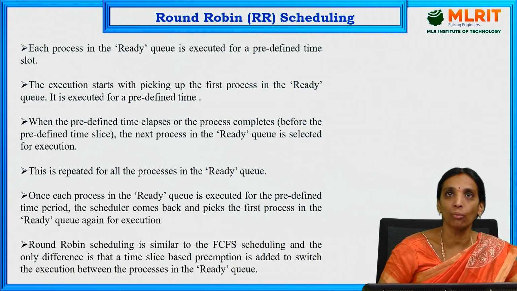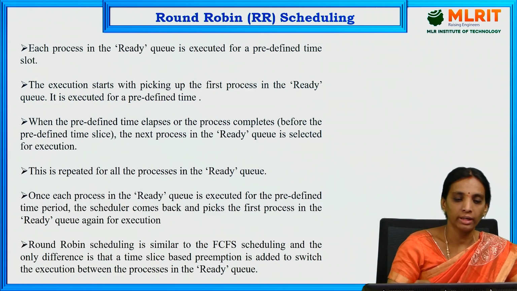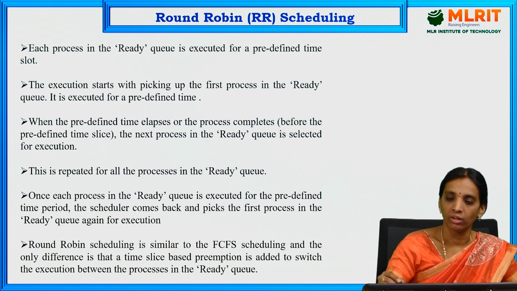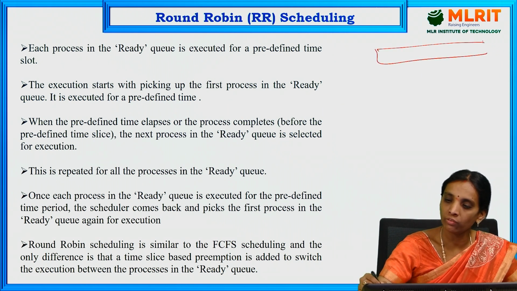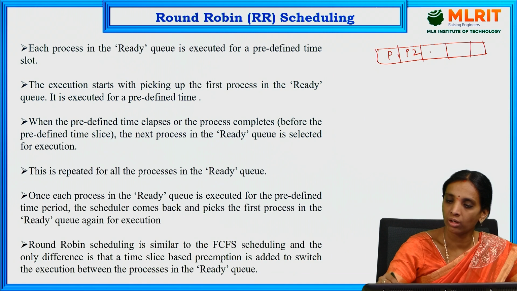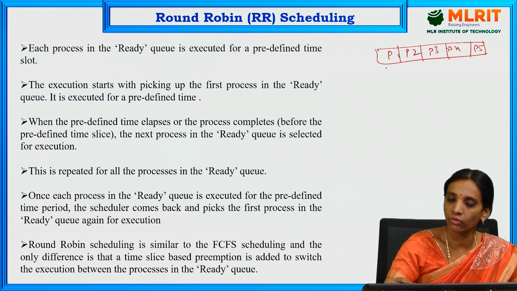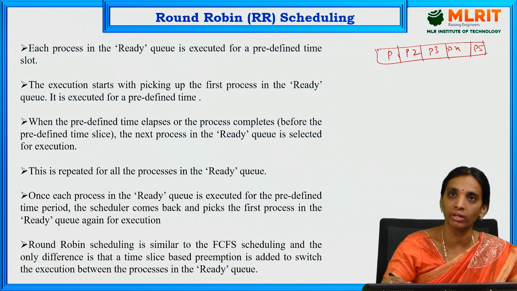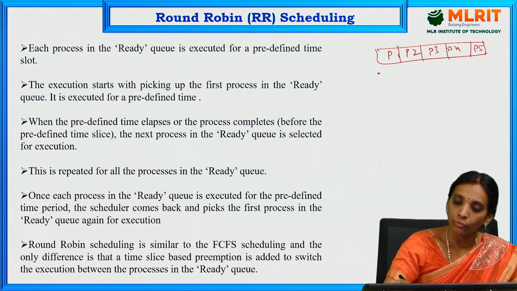Next one is the round robin scheduling algorithm. In round robin scheduling, each process is allotted a predefined specified time interval. That means for each process in the ready queue, the scheduler itself assigns a predefined time interval, like 2 milliseconds or 3 milliseconds.